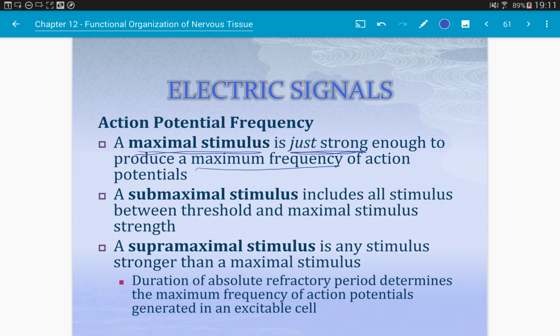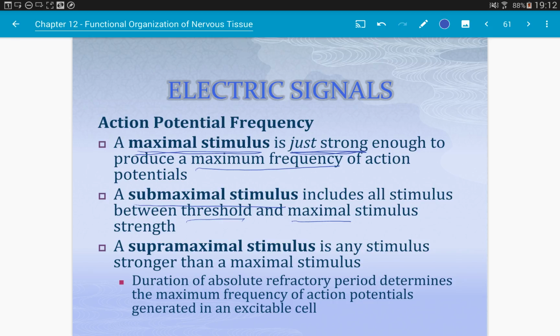A sub-maximal stimulus, it's kind of silly. It says all stimulus, or stimuli is probably a better word, between threshold, which is our minimum that generates an action potential, and maximal stimulus. So a sub-maximal stimulus is able to generate an action potential, but just not the maximum frequency of action potentials. So it's everything in between.